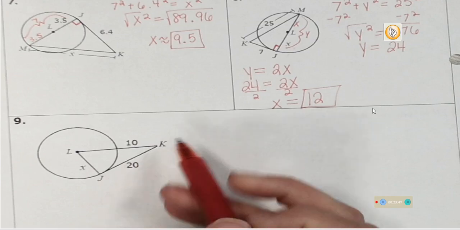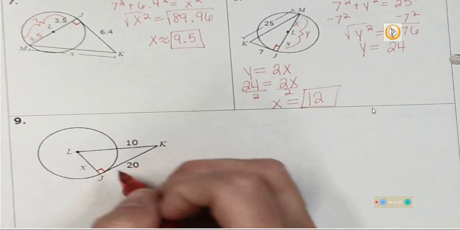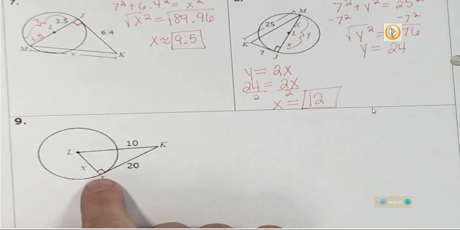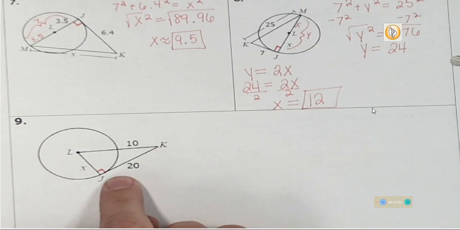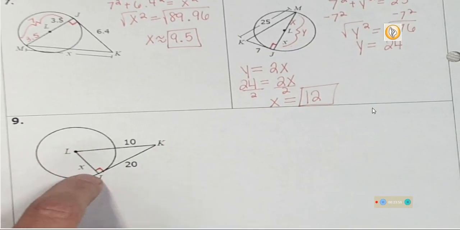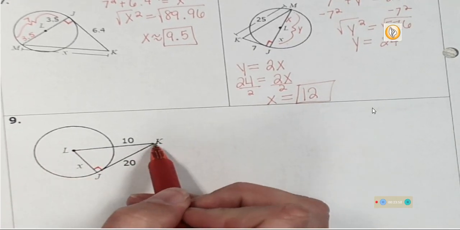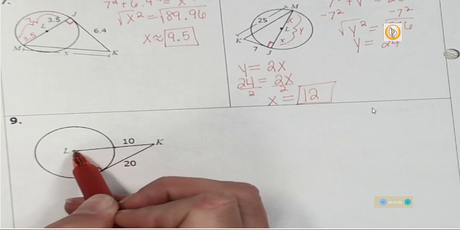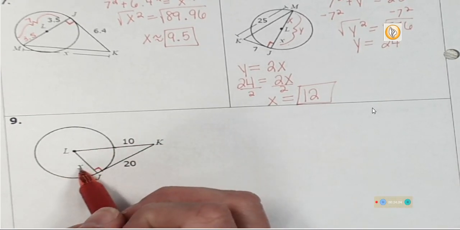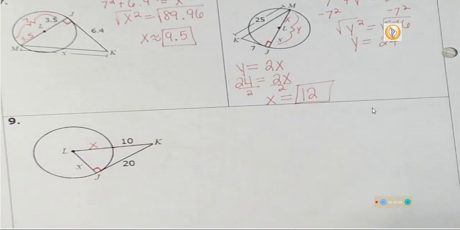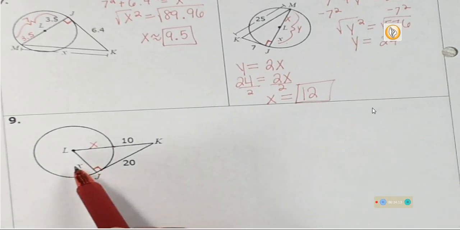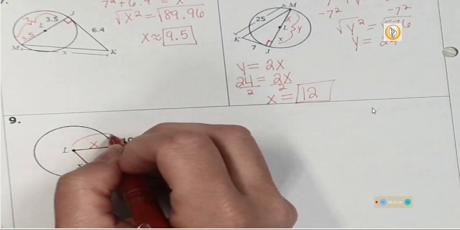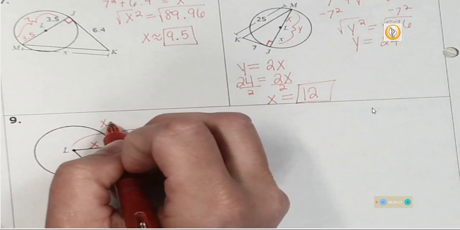So, from J to K, that is tangent, so there is my right angle. From J to K is 20. From J to L is x. From K to the circle is 10. What is the rest of the way from the circle to L? It's also your x. It looks like it's split in half, and it might be, but I don't know that. Now, this side right here, that's x plus 10.